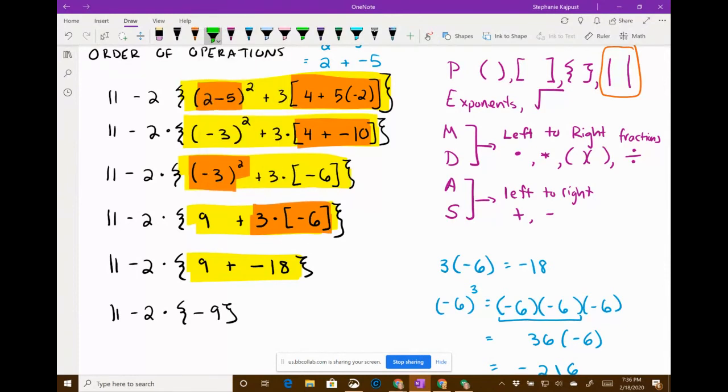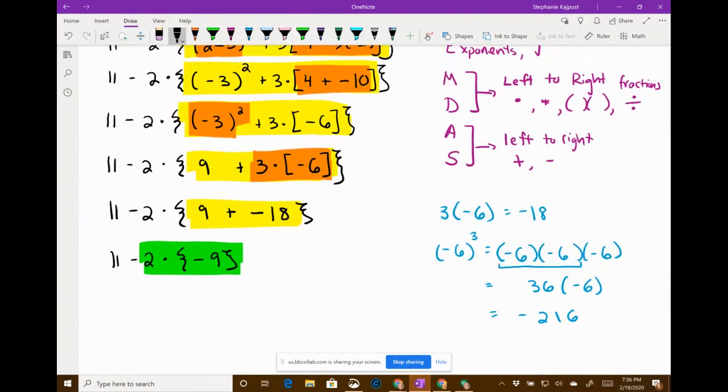So that means we can multiply this 2 times a negative 9. So it's really important that multiplication has to happen before subtraction. So you're not going to do 11 minus 2 because that 2 is multiplied. We have to do multiplication first.